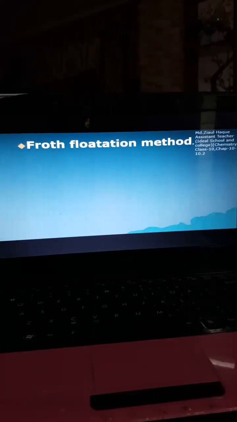In the froth flotation process, you have to mix water and oil, pine oil or oil. Then you have to blow air pressure. Then sulfide ores will float easily over the water and oil, and the heavier gang or unwanted things will remain under the container, under the water or oil.